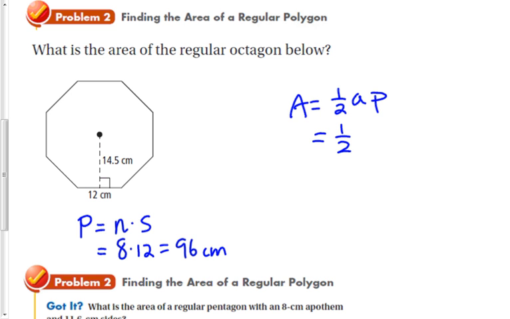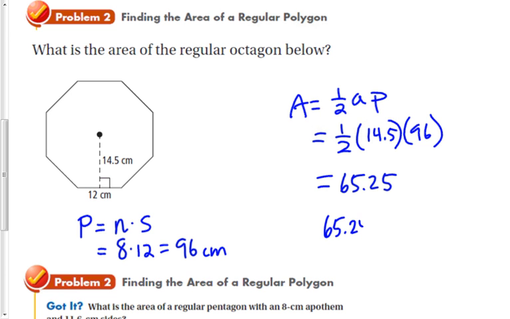And in this case, the apothem is given as 14.5. And the perimeter, we just figured out, is 96. And so if we multiply those, we get 65.25. So the area of this is 65.25 square centimeters. All right, you try that.